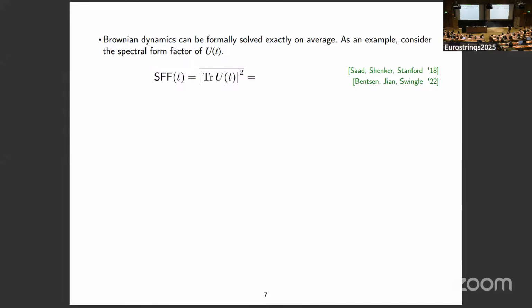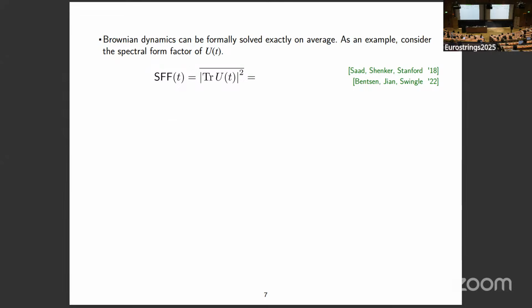Okay, so let me just tell you what the advantage of choosing this kind of dynamics is. The advantage is essentially that we can solve the dynamics on average exactly. And let me just illustrate this with what is known as the spectral form factor. I could do it with correlation functions as well, but for simplicity, let's consider the spectral form factor, which is some correlation function of the spectrum of the time evolution operator. Okay? So the spectral form factor is defined as the trace of U of t, squared, and then averaged over couplings.